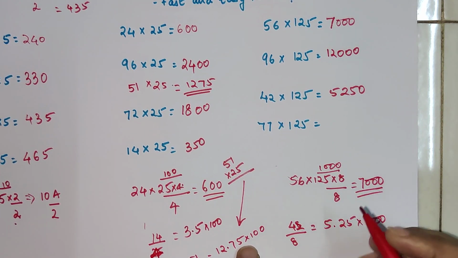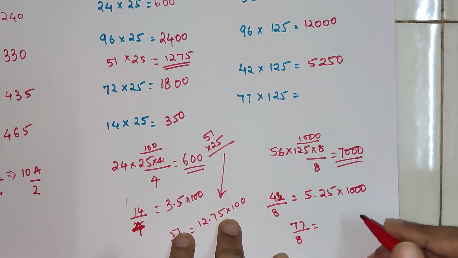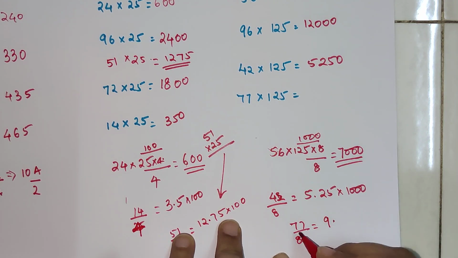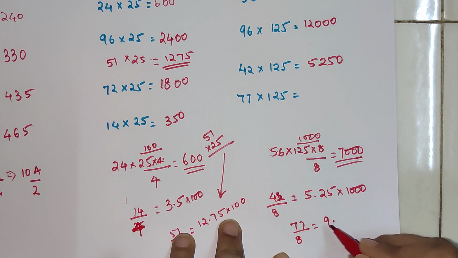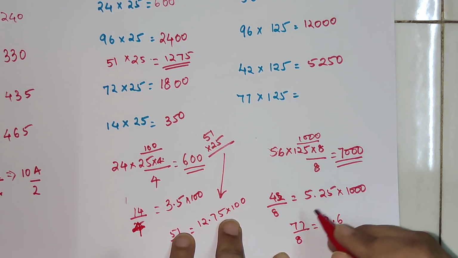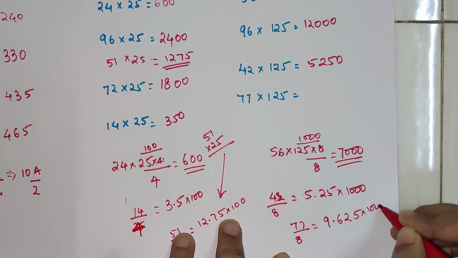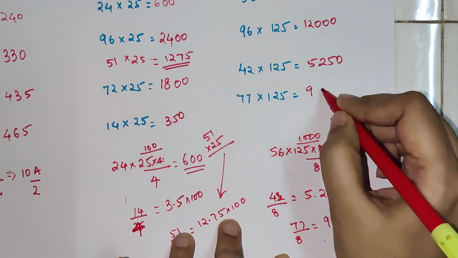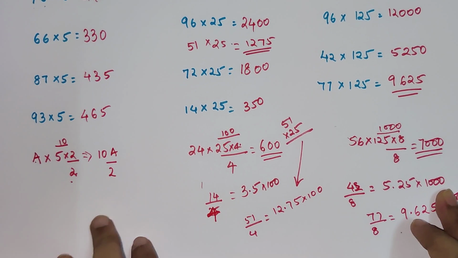Understood? So similarly 77 when divided by 8, what you will get is 9 point, then you have a 6, then you have a 2, then you have a 5. So here your answer when multiplied by 1000 will become 9625. So you saw how easy this trick became?